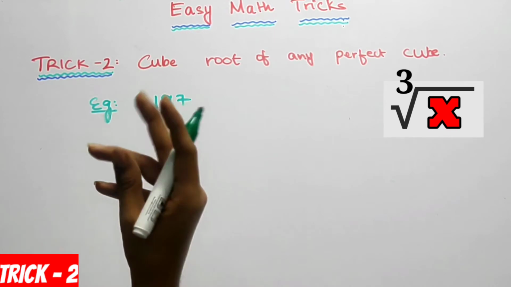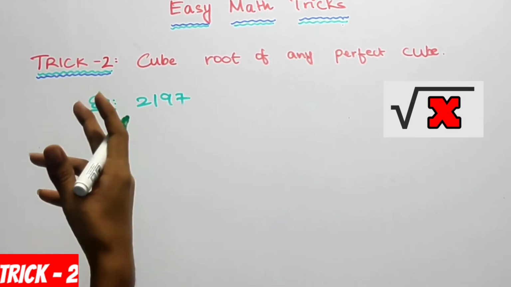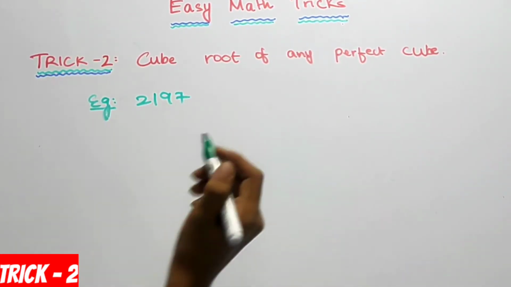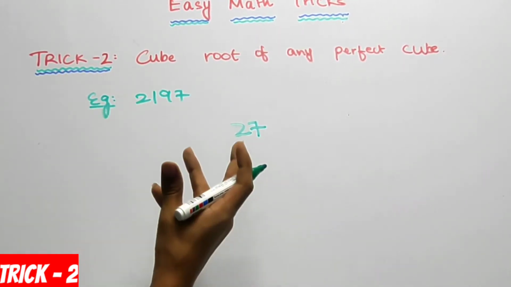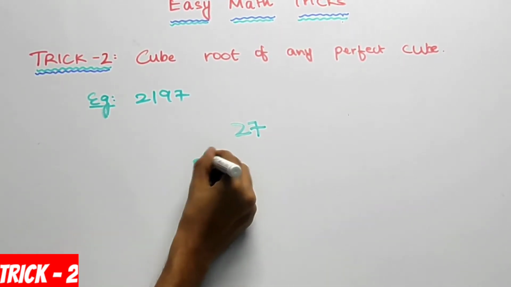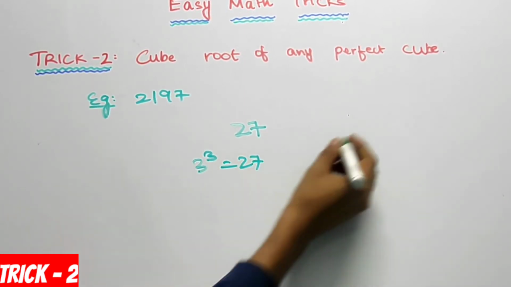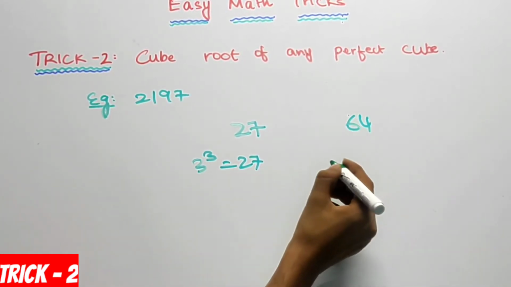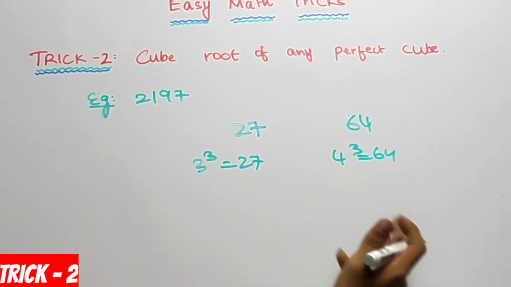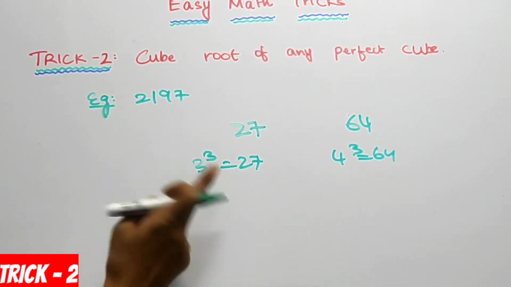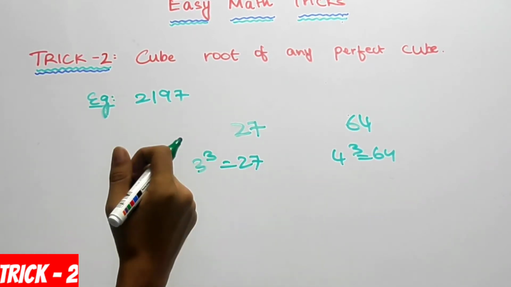Well, let us move on to trick number 2, which is to find out the cube root of any perfect cube. Well, what is a perfect cube? A perfect cube is similar to the perfect square. Now let us take an example of this number 27. Well, 27 is a perfect cube. It can be represented in this form: 3 cube is equal to 27. 64 is also another example since 4 cube is equal to 64. So any number that can be represented in this form can be called a perfect cube.